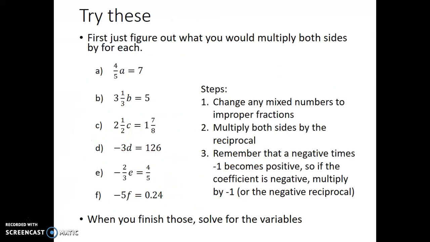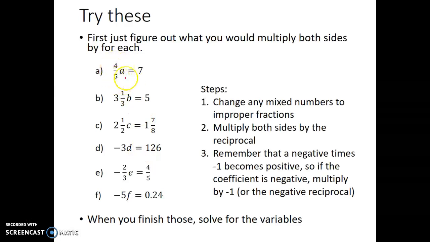So for these, what I want you to do is think about first just what would you multiply both sides of the equation by. We'll worry about solving for the variables when we finish thinking about that. But for now, I want you to do kind of the hard work of thinking about what would you actually do to multiply. And then you can multiply or divide later.